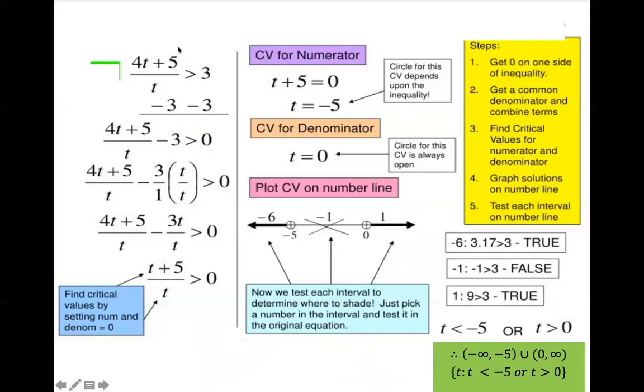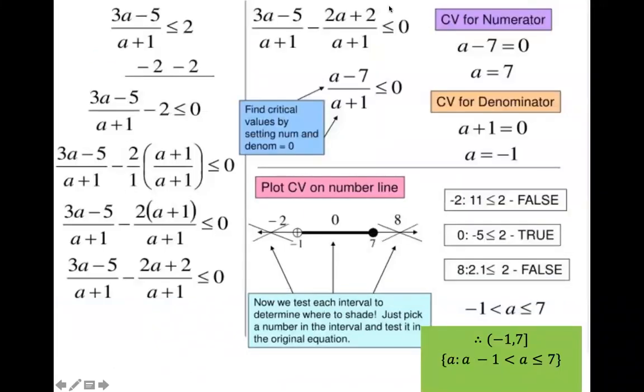Next example. So the steps are the same. So this time, the example given is 3a minus 5 all over a plus 1 less than or equal to 2. So again, make one side equal to 0. So we have transpose +2. So that's why you subtracted 2.